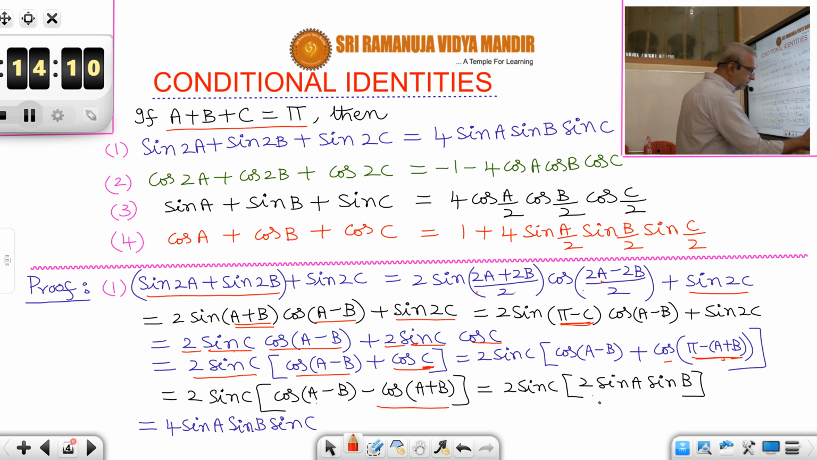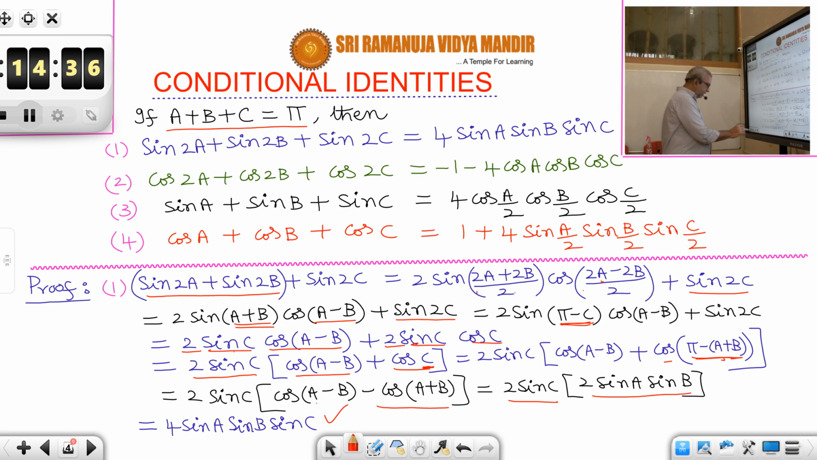So we are going to prove the second one. Second one is what? Cos 2A plus cos 2B plus cos 2C is equal to minus 1 minus 4 cos A cos B cos C. Okay, let us go to the next page. Second one. Here also the condition is A plus B plus C is equal to pi. I'll take the first two terms cos 2A plus cos 2B and apply the transformation.